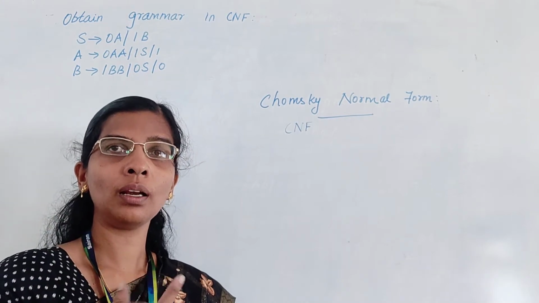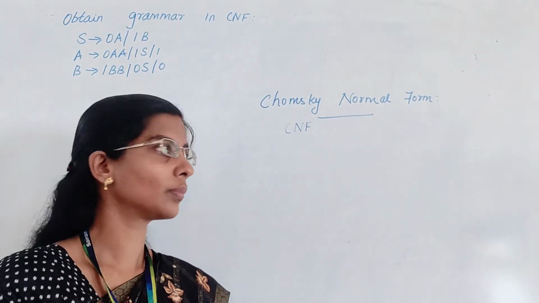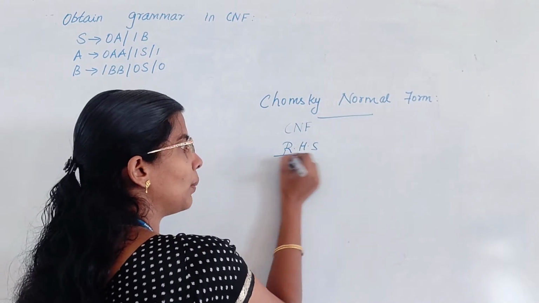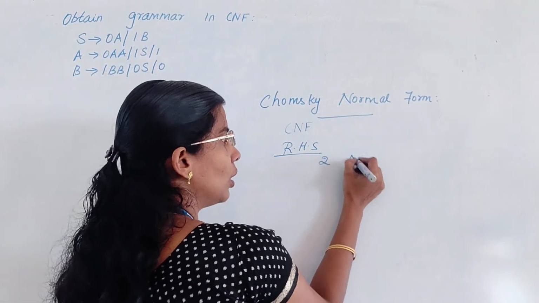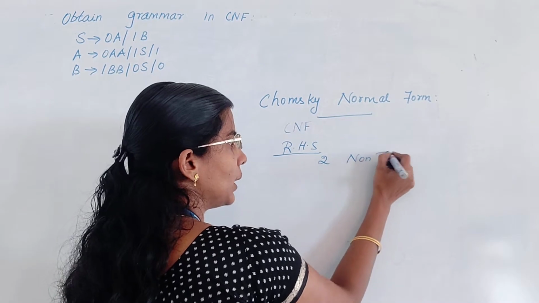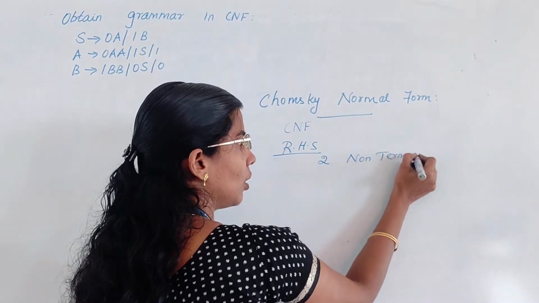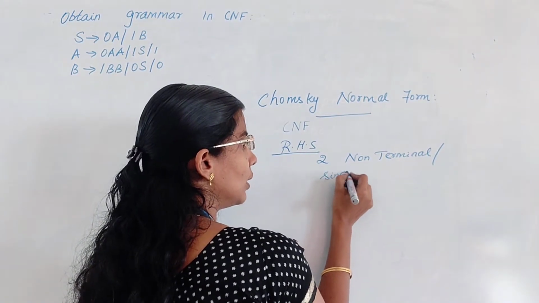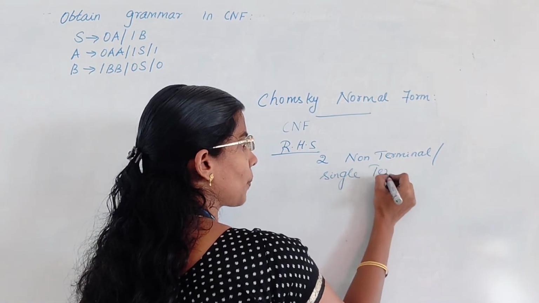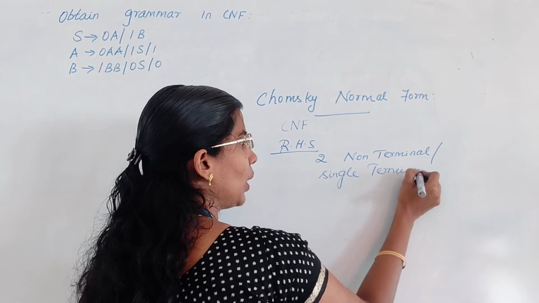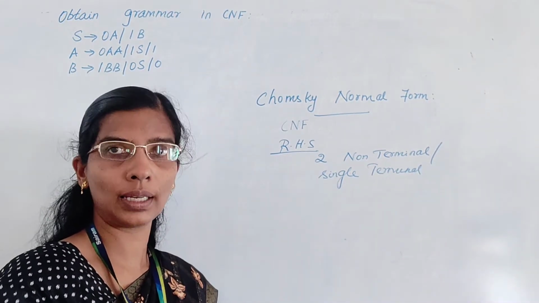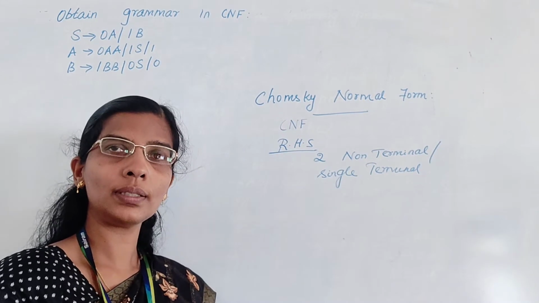two non-terminals or a single terminal. So the RHS of your context-free grammar should have two non-terminals or it should have a single terminal. If you have any grammar in this form, you can say the grammar is in CNF.